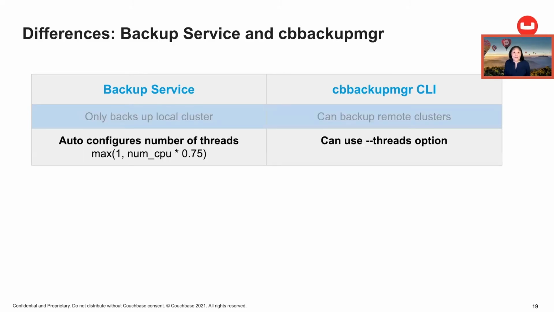The backup service auto-configures the number of threads that's used. In the CB Backup Manager CLI, you can choose the number of threads that you want to run CB Backup Manager with using the threads option.